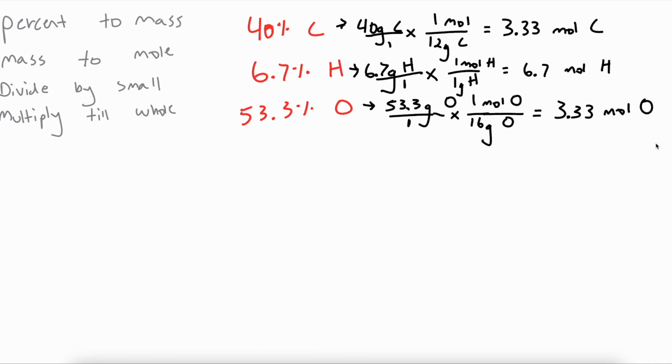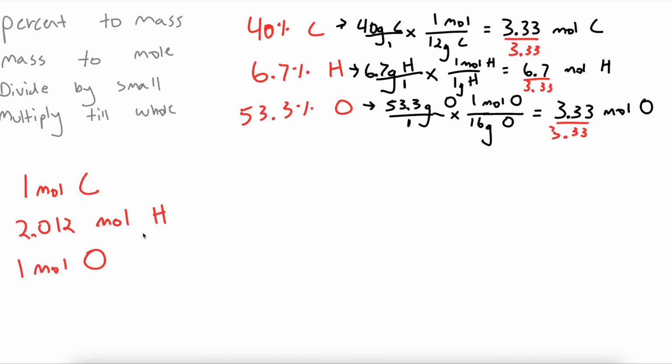Now we go on to the third step. We divide all of these numbers by the smallest number. The smallest number is 3.33, so we will divide all of these numbers by 3.33. This will give us a value of 1 mole for carbon, 2.012 moles for hydrogen, and 1 mole for oxygen. The final step is to multiply all of these numbers until they are whole numbers.